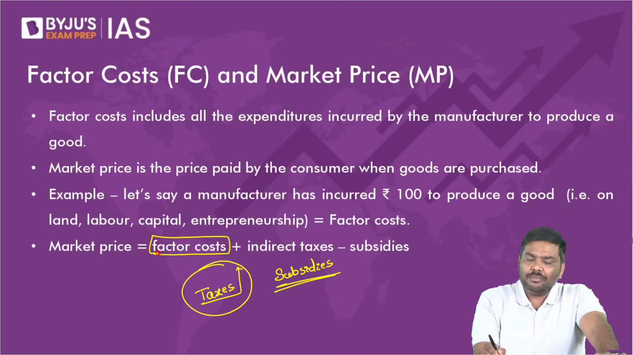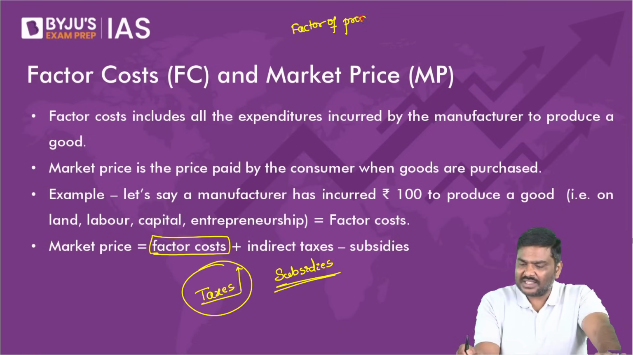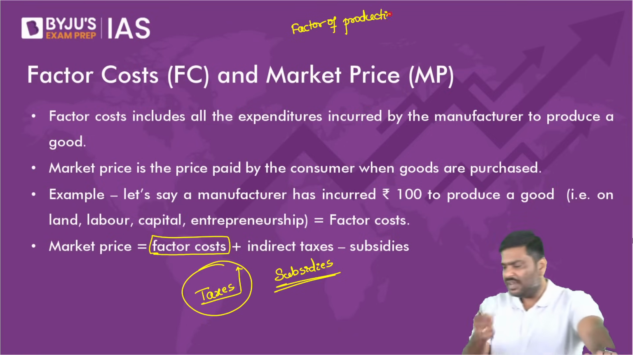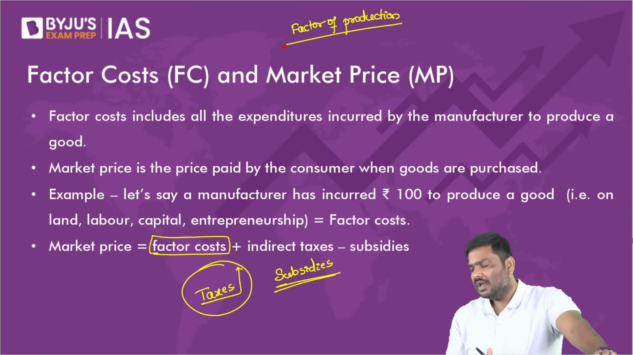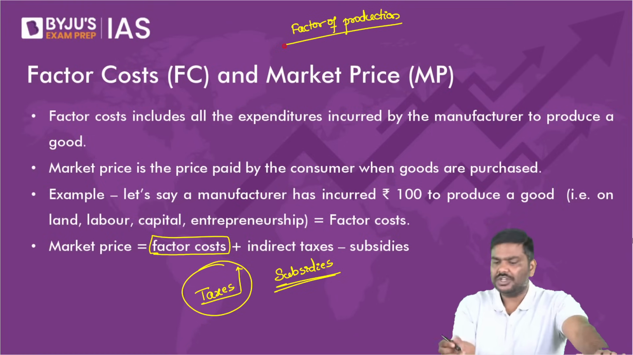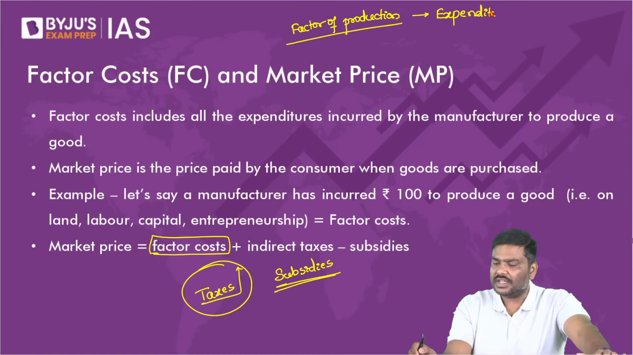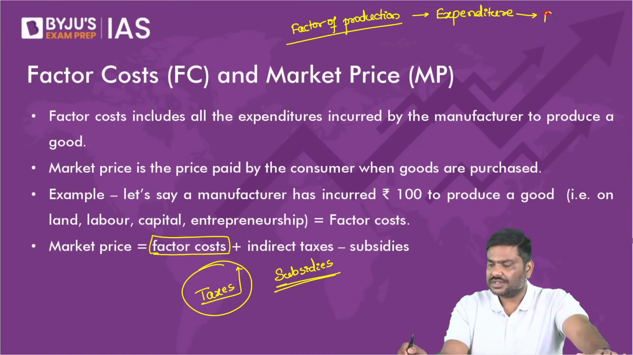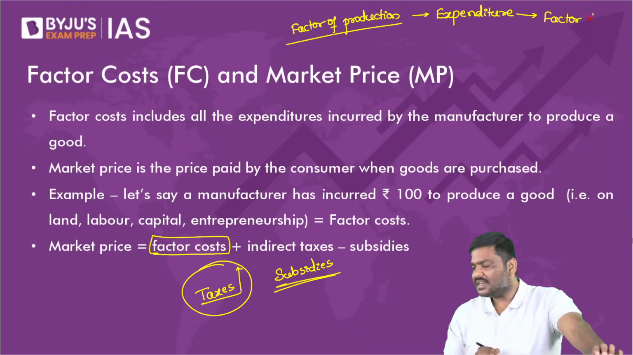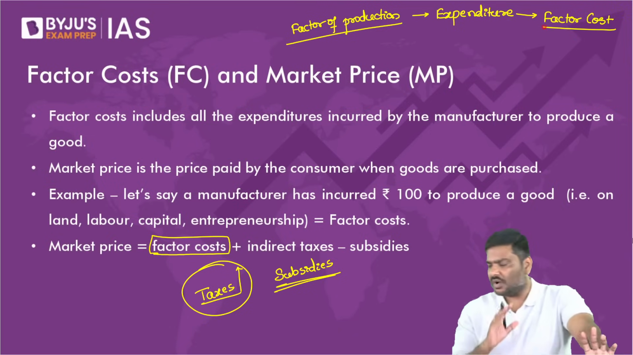A company will purchase factors of production, correct? Anybody has a problem with this? Whenever they purchase factors of production, they will incur expenditure on this. I'll call the sum total of all of this as factor cost.